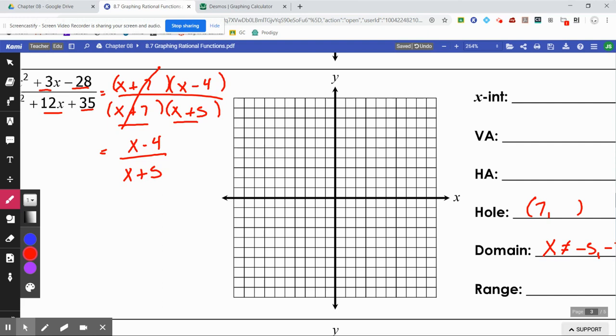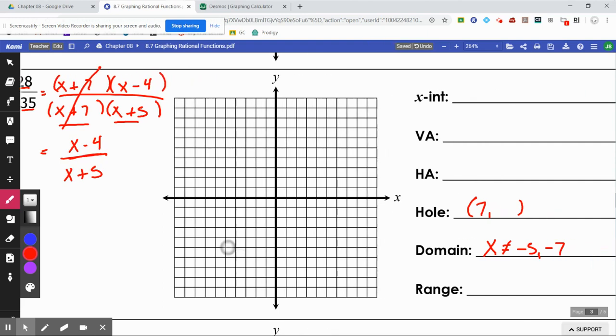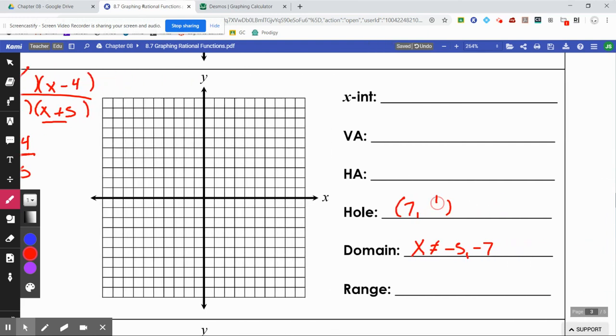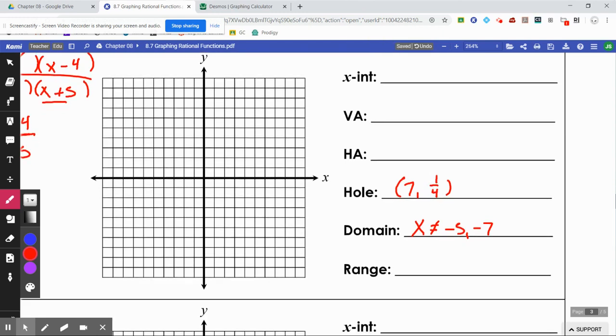Let's plug that 7 in, and you'll get a 3 on top and a 12 on bottom. So 3 over 12 reduces to a fourth. So we're going to have a hole in our graph at (7, 1/4). So 1, 2, 3, 4, 5, 6, 7, 1 fourth. So somewhere right in there.